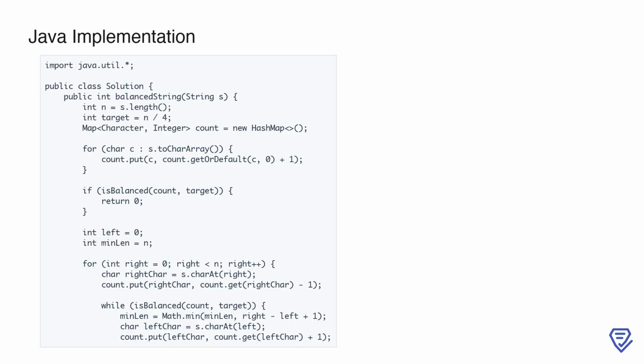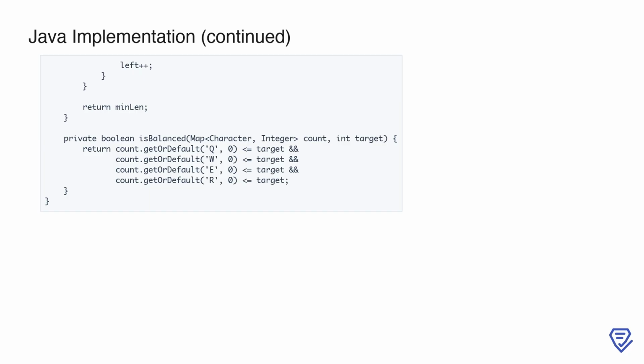If not, we initialize 2 variables, left to represent the start of the sliding window and minlen to store the minimum length of the substring we need to replace. Then, we begin iterating over the string with a right pointer, which represents the end of the sliding window. For each character at the right pointer, we decrement its count in the map to simulate including it in the window. Now, within the loop, we continuously check if the current window is balanced by calling the isBalanced method.